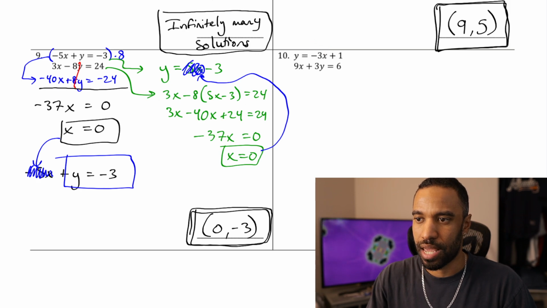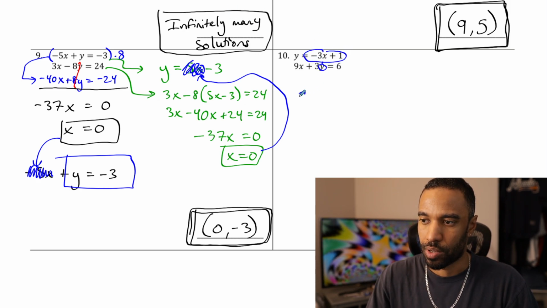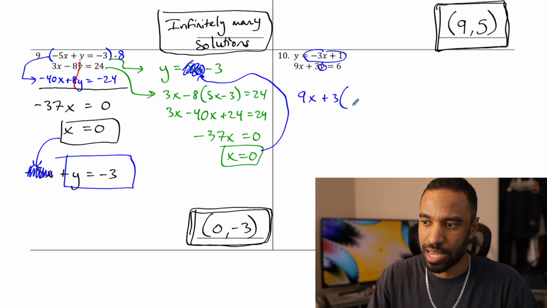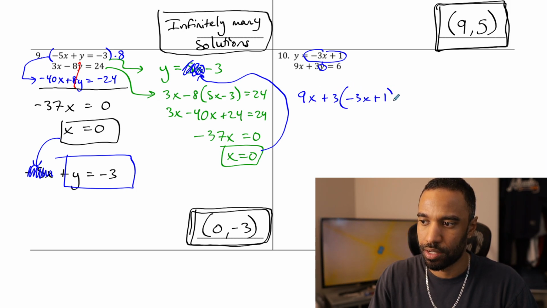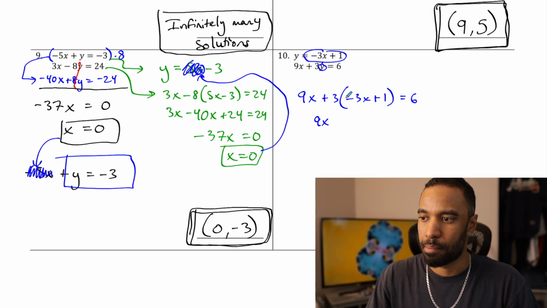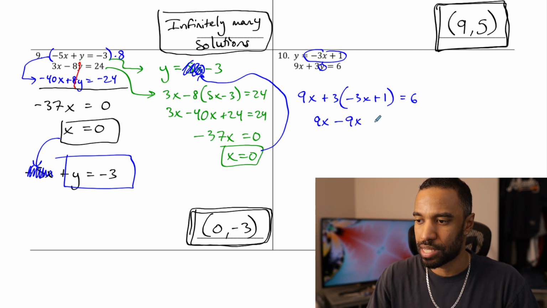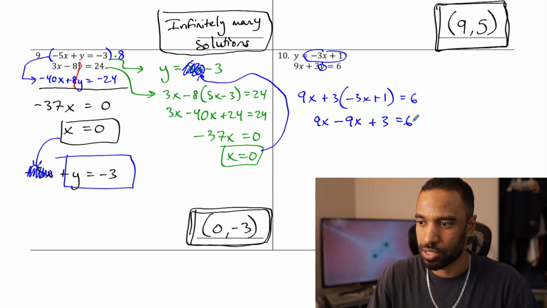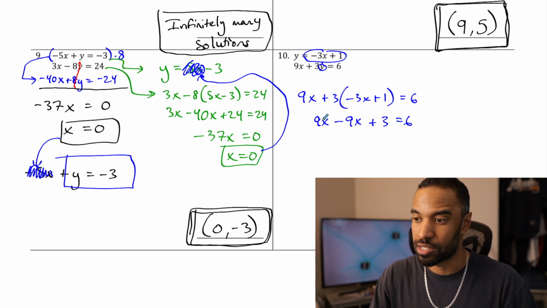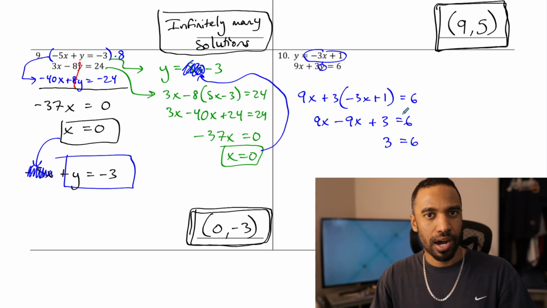And let's substitute negative 3x plus 1 in for y right there. So I'll get 9x plus 3 times negative 3x plus 1 equals 6. 9x minus 9x, 3 times negative 3x, so minus 9x, and 3 times 1 is 3, plus 3 equals 6. Combine like terms, 9x minus 9x is 0. Oh, okay. And I got 3 equals 6.